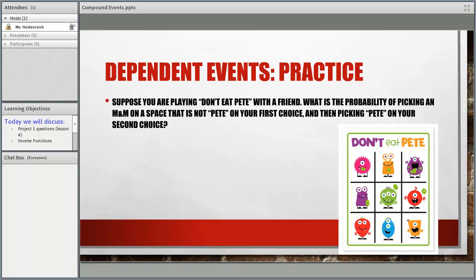I'll just go ahead and make it the same scenario. It doesn't really matter which one you pick to be Pete. So let's just say that the group picked this guy to be Pete, and you might just use that as you're working on this problem. So go ahead and think about this. What's the probability of picking an M&M on a space that's not Pete on your first choice, and then on your second choice, picking Pete? Go ahead and pause the recording here and try this problem out.